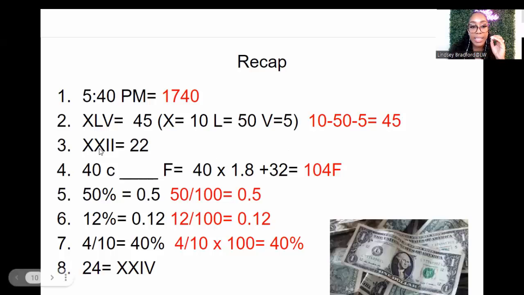Number 3, XXII, which equals 22. And that's pretty easy. 10, 20, 1, 2.